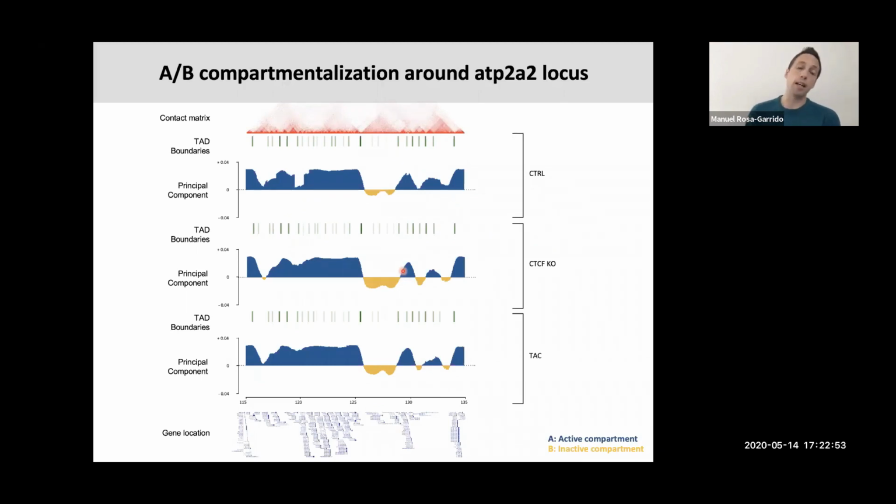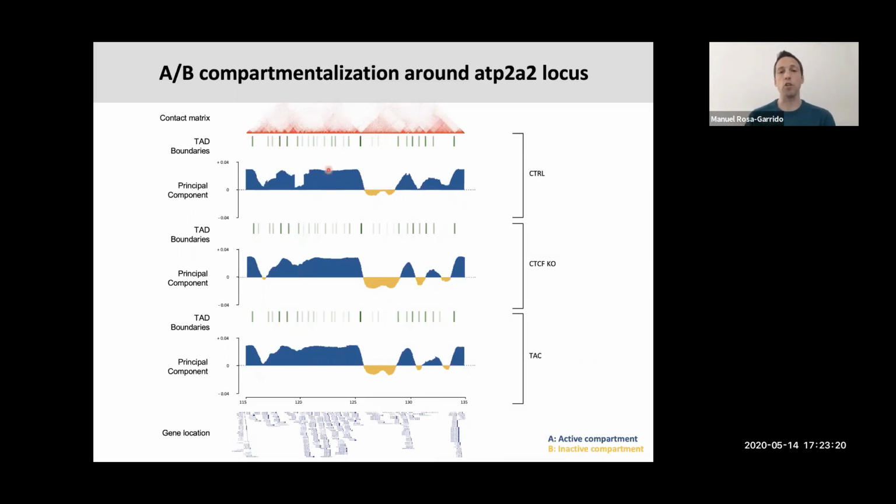Another thing that we can study when we perform Hi-C is the AB compartmentalization. So AB compartments are these regions that I mentioned at the beginning of my talk, where the genes located in these regions tend to be transcriptionally active in A compartments or repressed in B compartments. Okay? So when you perform Hi-C, you can generate this AB compartmentalization profile and study the change. That's what I'm showing you here.